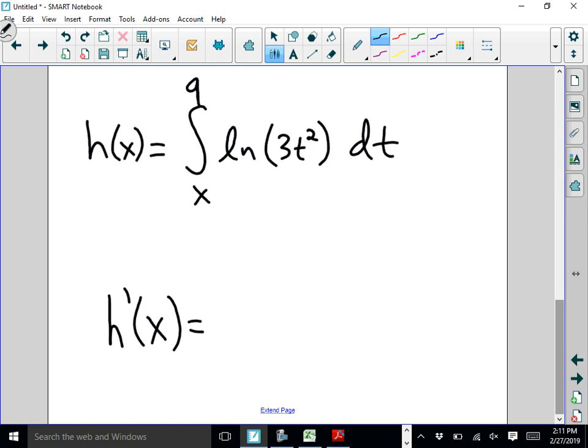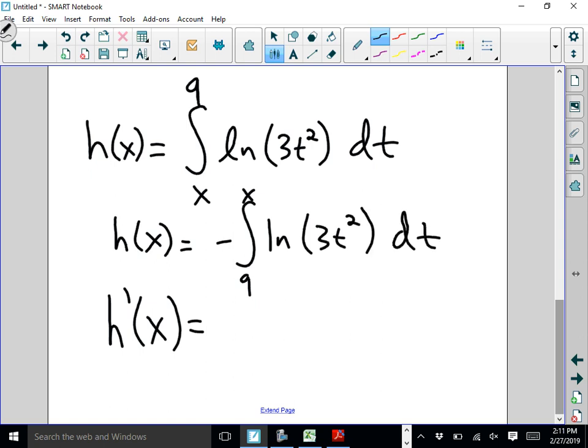How could you rewrite this integral so x is on top? Well, all you'd have to do is flip-flop the 9 and the x, but remember, what adjustment do you have to make for doing that? Well, you have to throw an opposite sign out in front of the integral. So I'm just going to rewrite h of x to be this. Well, that's just the opposite of the integral from 9 to x of ln 3t squared dt.